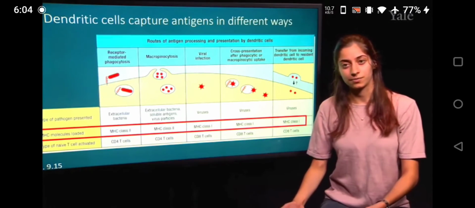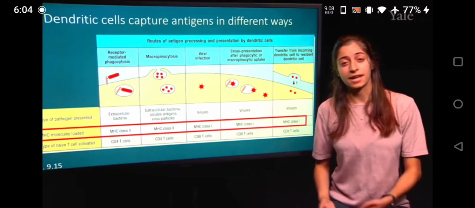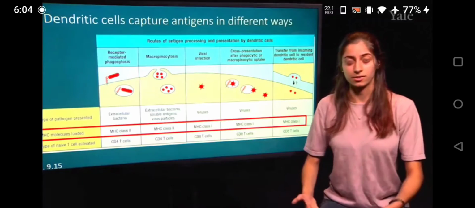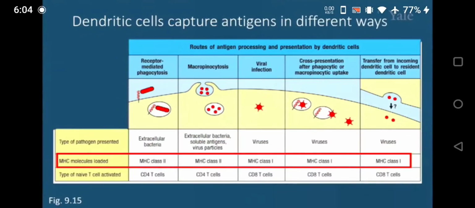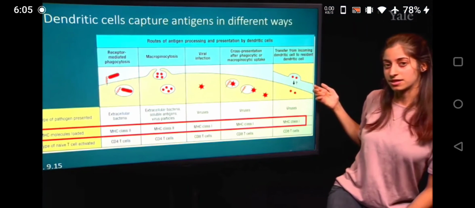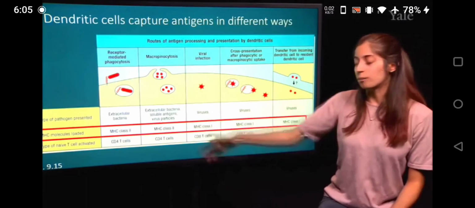So why should I care about this? Well, the way by which the dendritic cell takes up the antigen determines how the antigen is presented to T cells later on. You can see here that if a pathogen is taken up by receptor-mediated phagocytosis or macropinocytosis, parts of that pathogen, or the antigen, will be presented on MHC class II. In contrast, if the cell has been infected by a virus, is taken up by cross-presentation, or has received antigen transferred from dendritic cells in the tissue, these are all presented on MHC class I.